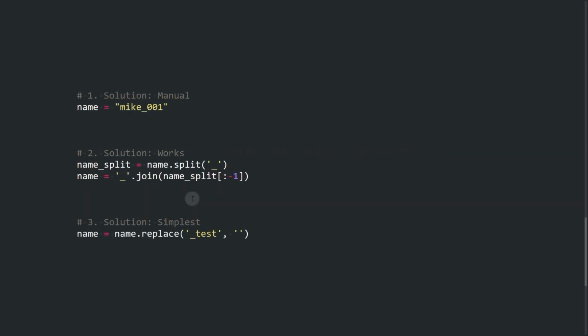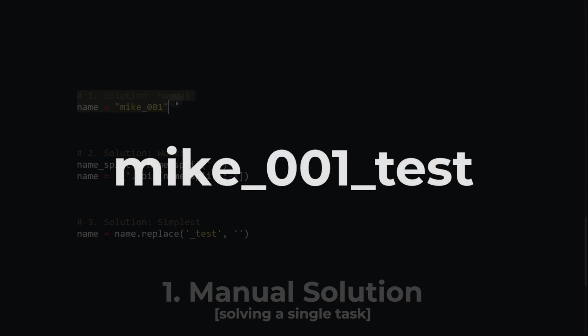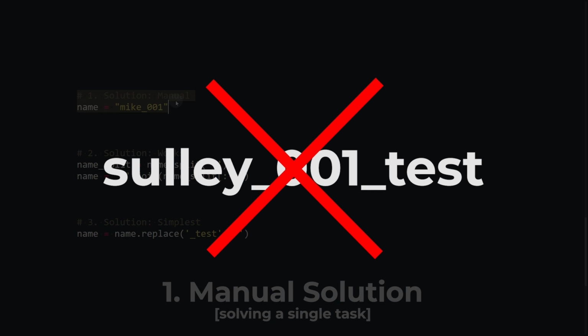So here are, for example, 3 possible solutions. The first one follows a little bit what we talked before. The manual one, you basically write down what you want. So in this case, you write down Mike _001. Works perfectly fine. The problem here is, first thing, you did it manually. Second, it only works with this exact name. So if the name will be Sully _001 test, suddenly our manual work wouldn't work. We have to rewrite it as we had in the previous task.